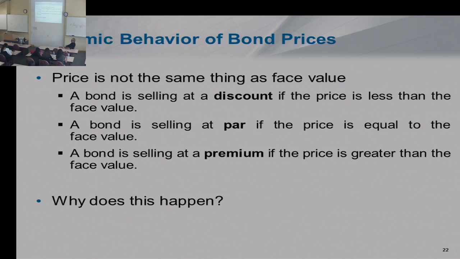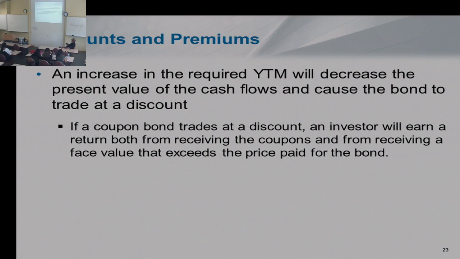Well, interest rates change. If interest rates stayed at 4.5% per 6 months, the bond would sell at $1,000. Interest rates drop to 3.75, the price goes up to 1080. Interest rates go up to 5%, the price drops to 960 or whatever it was. Right? So an increase in the required yield decreases the present value of the cash flows, and hence we trade at a discount.